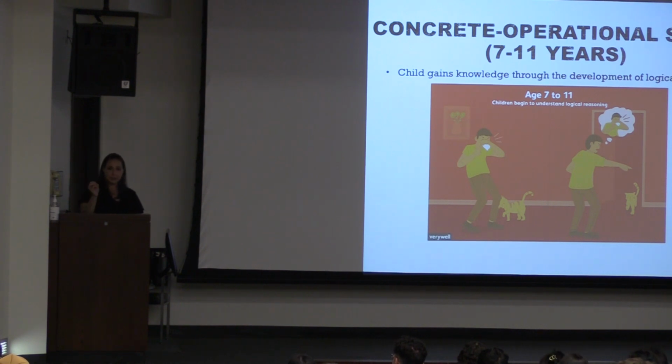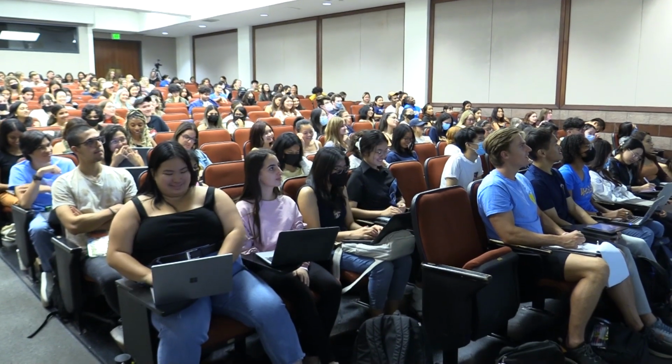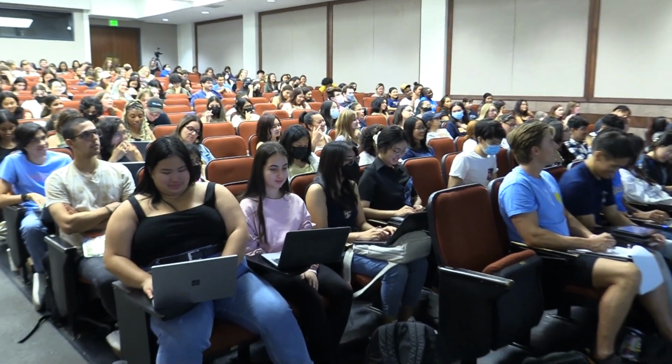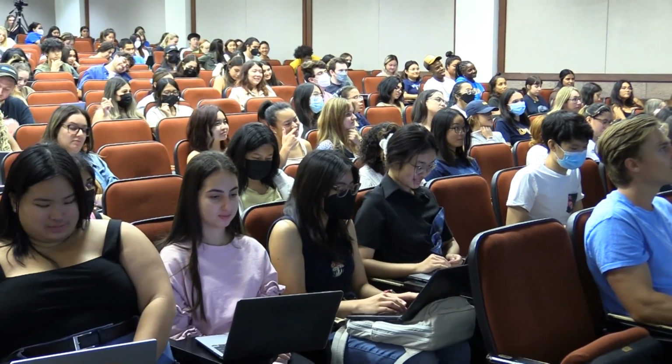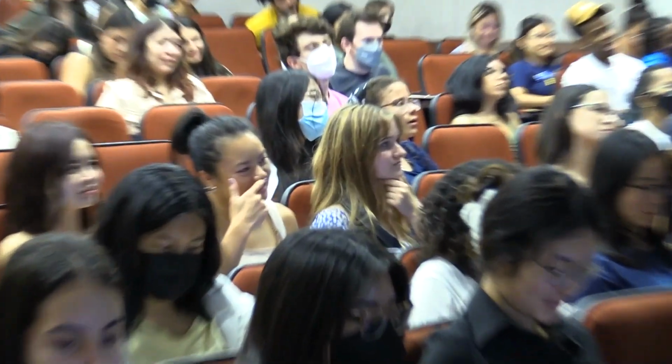Third stage in developmental psychology, according to Piaget, is going to be the concrete operational stage, ages 7 to 11. This is where we see the emergence of logical thought.